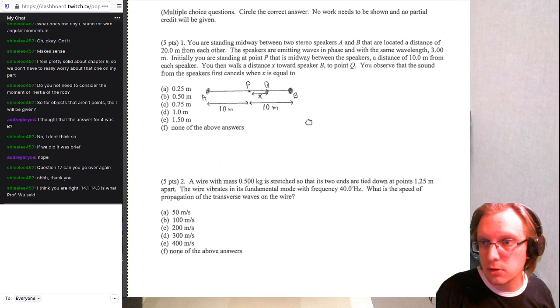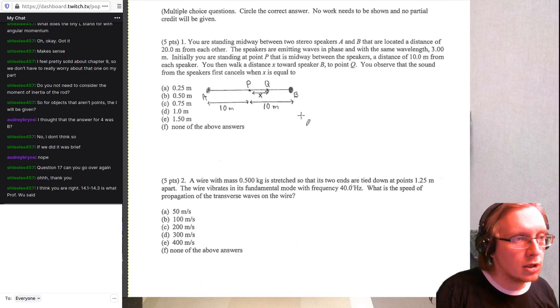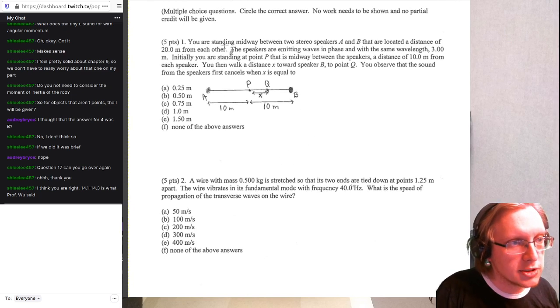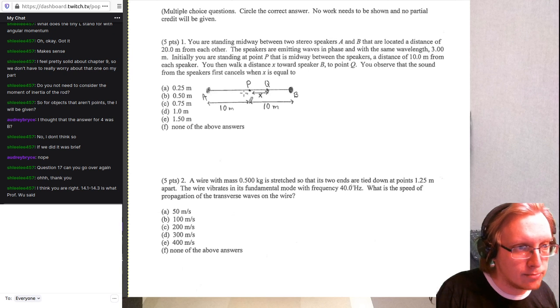Alright, scroll up to here. You are standing midway between two stereo speakers, A and B. They are located at a distance of 20 meters from each other. Speakers are emitting waves in phase with the same wavelength of 3 meters.